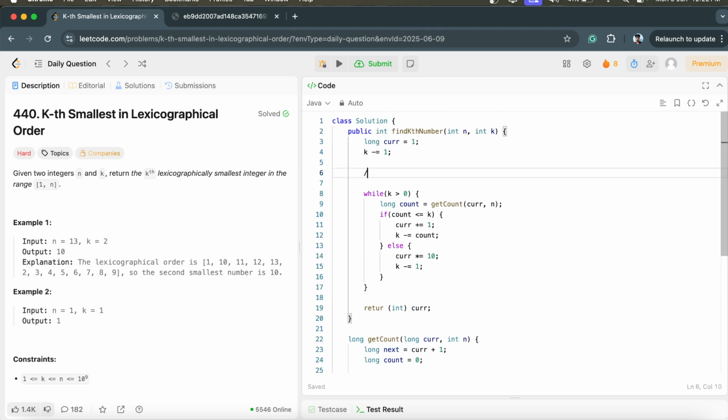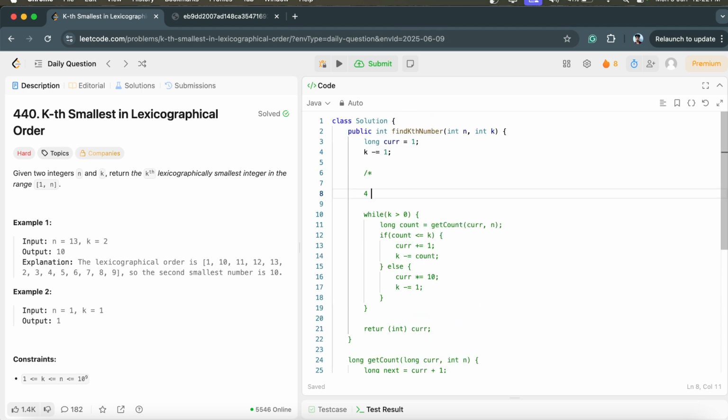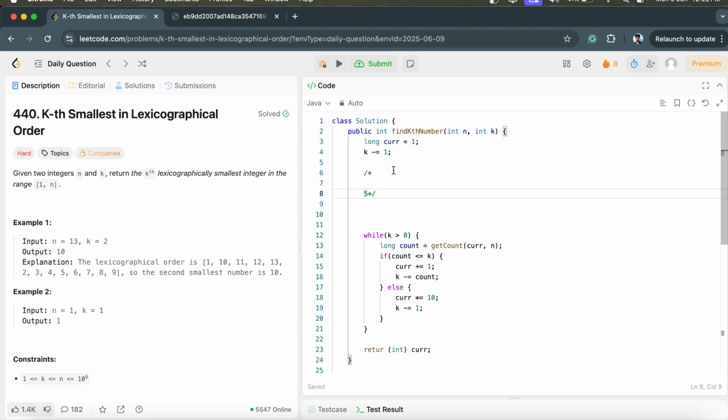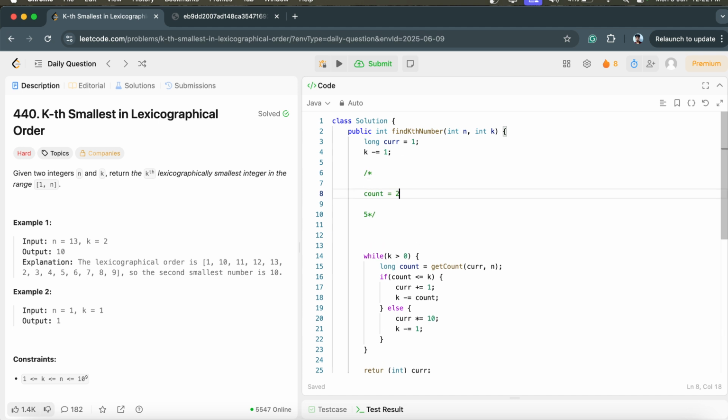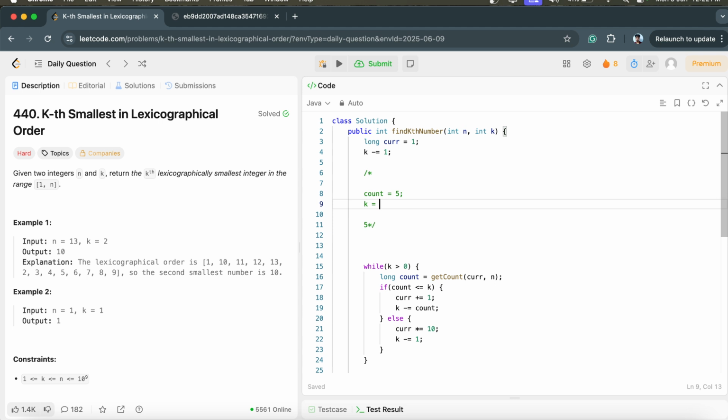Okay, let me write down over here. 5 is something what we got, and count is 5. So the k value is basically now actually 1, because it got reduced to 1, right? That is something what we already know. It got reduced to -1. So k is actually 1.